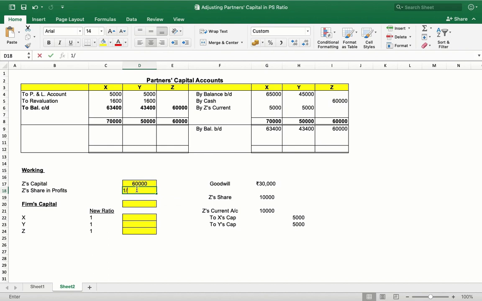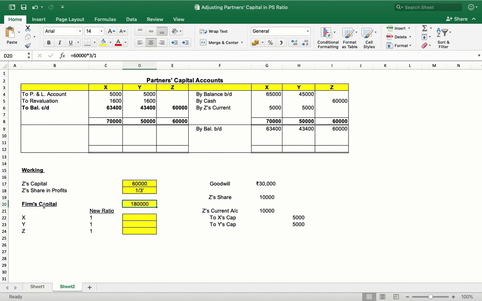Z's share in the firm is 1/3, and on the basis of this Z's capital and Z's share in profit, first we will find out the firm's capital. For that we will take Z's capital and multiply it with the reverse of Z's share. Right now Z's share is 1/3, so the reverse of it will be 3/1, in order to get the firm's capital. So the firm's capital is 1,80,000.